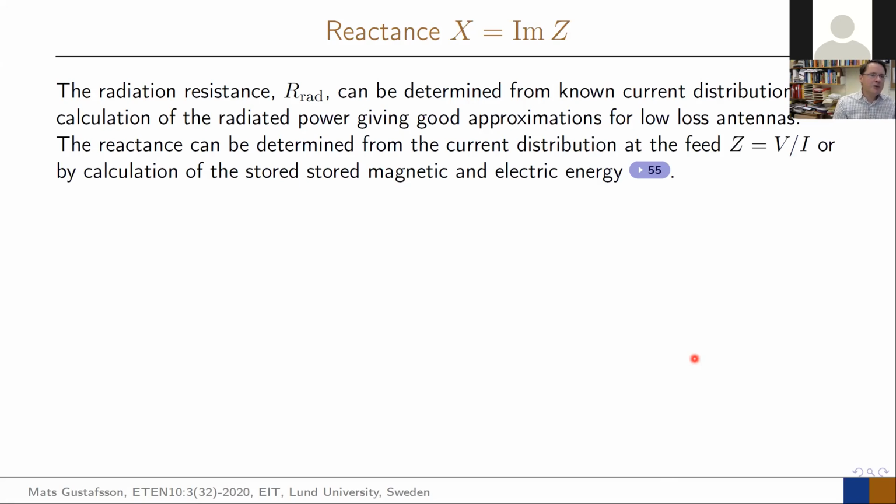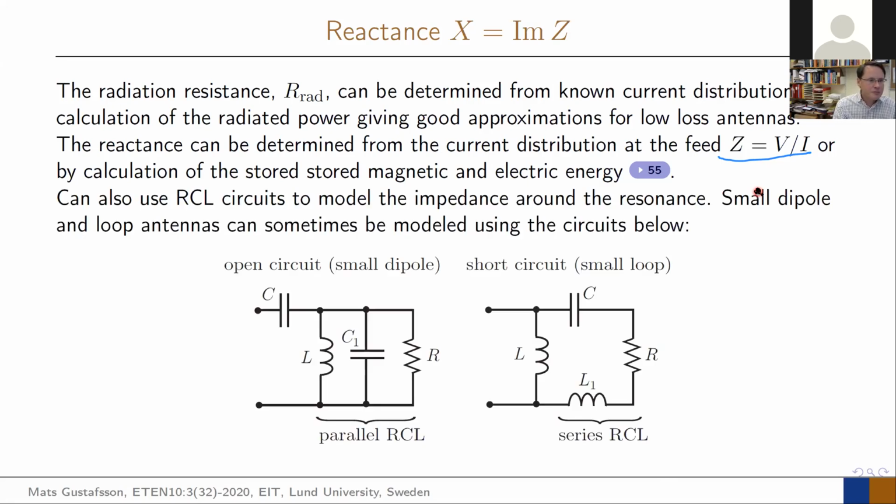And we can determine it from the current distribution in the feed. So we have it from this simple relationship: the voltage over the current has a real part and an imaginary part. But we can also think about it as energies, and it gives us some physical picture of what is actually happening with this reactance.